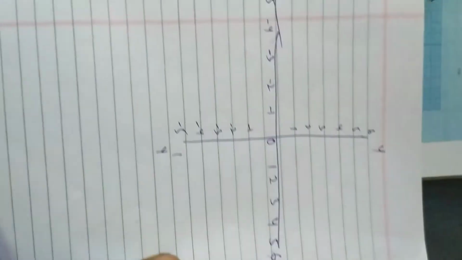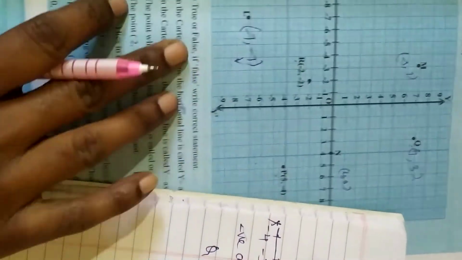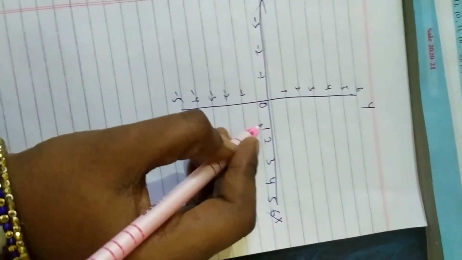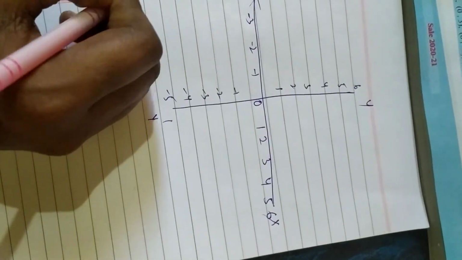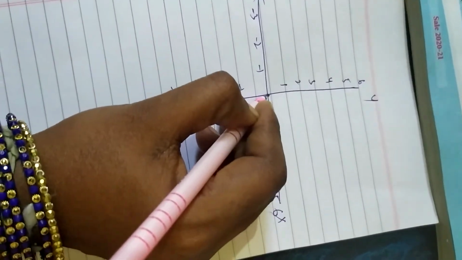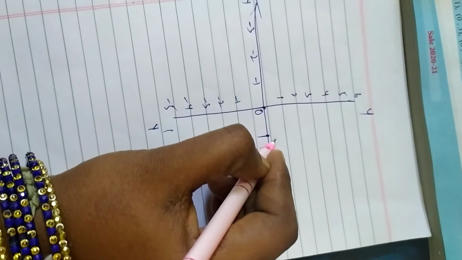What are the points you have to locate? First one, (1, 0). Okay, (1, 0) means 1 is your x and 0 is your y. Here it is 1 and here it is x. This is point A.